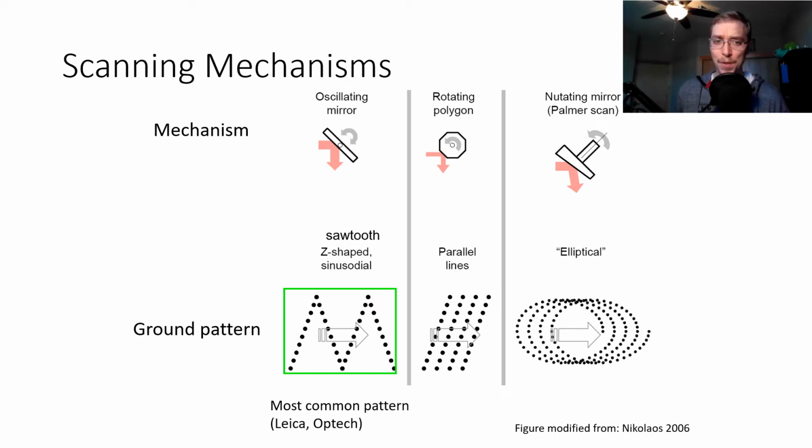Some of the really famous, really prominent LiDAR manufacturers out there, like Leica and Optech, and probably Riegl as well, use this exact mirror setup. So this oscillating mirror. The rotating polygon, again, it's just another way to send out that laser pulse. Basically here what you get are these parallel line returns. And then with the Palmer scan you get this elliptical return. You can kind of see that circular return coming back to the laser.